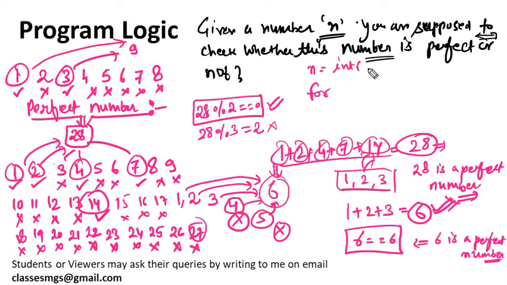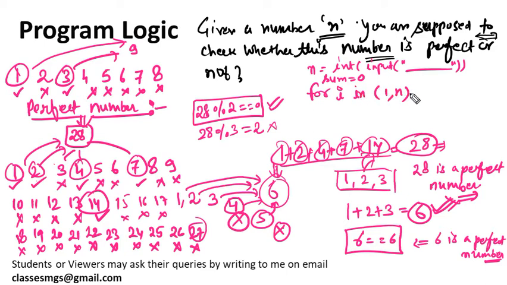Let's suppose n is the number that the user will enter. Using the input method, we can take the input. Now what I will do, I will create a variable sum that will initially be 0, and I will apply a for loop from 1 to n.